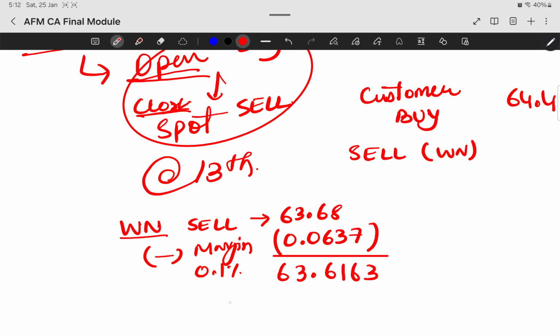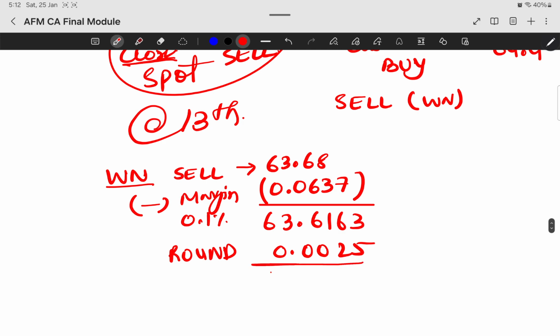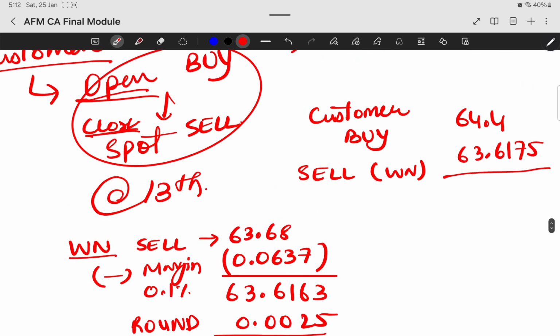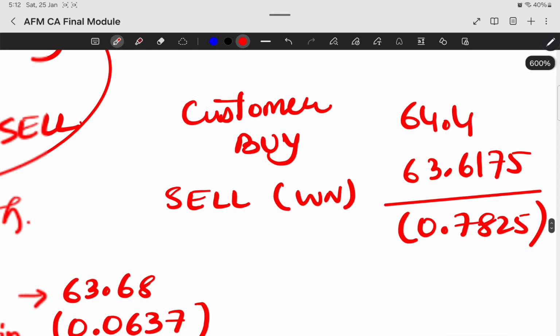Rounding to the nearest 0.0025 would mean 63.6175 is the relevant sell rate. So you are selling at 63.6175, and basic maths: if you buy at 64.4 and you sell at 63.6175, how much would you make? You would make a loss of 0.7825. Surely that's the loss you are making.